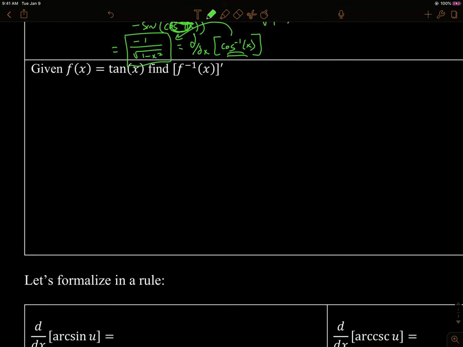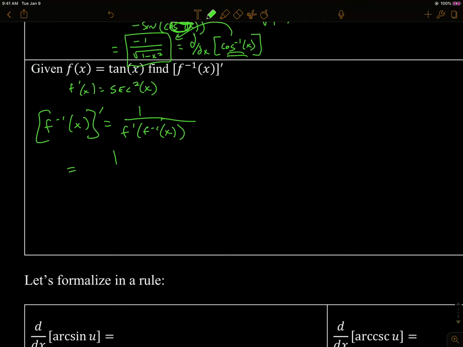Okay? Let's try it for tangent. So again, we're going to need f prime here. That's going to be secant squared of x. So if we apply our formula for the derivative of the inverse of tangent, we get 1 over f prime of f inverse of x. So that means we're going to get 1 over secant squared of inverse tangent of x. So if I draw my triangle with my random theta, tangent is opposite over adjacent, so this is like x over 1, right?